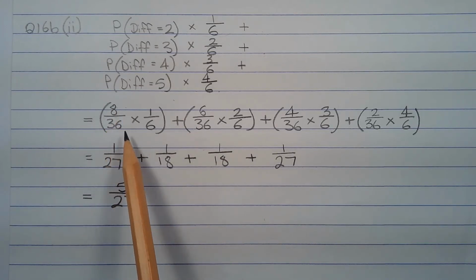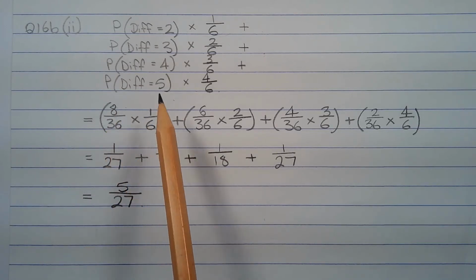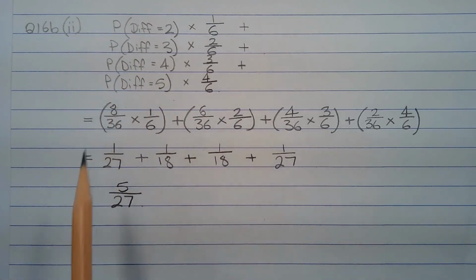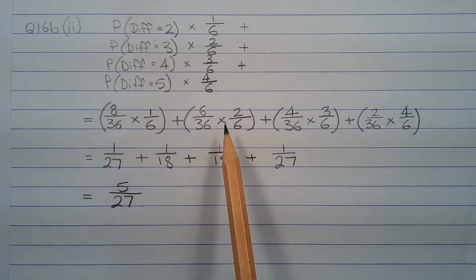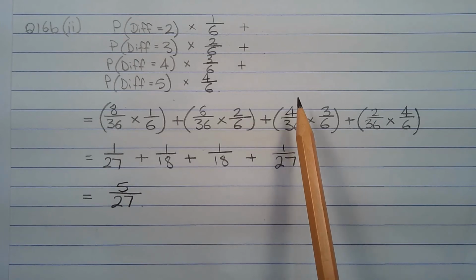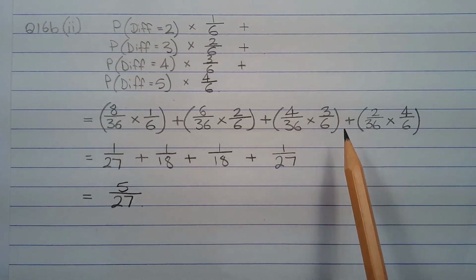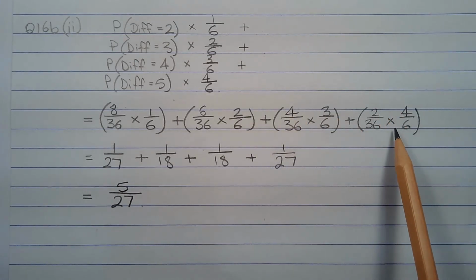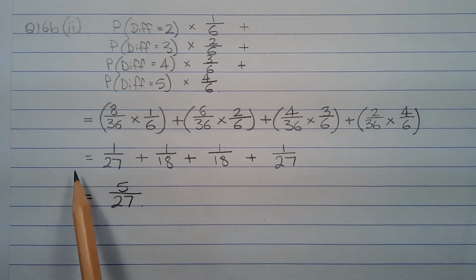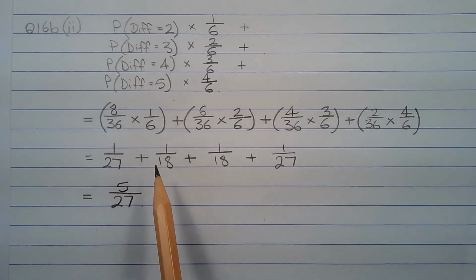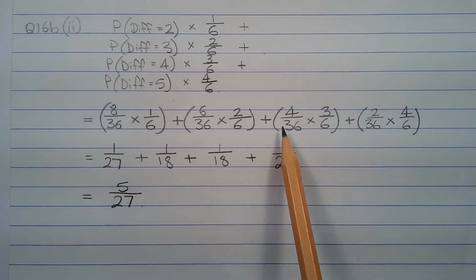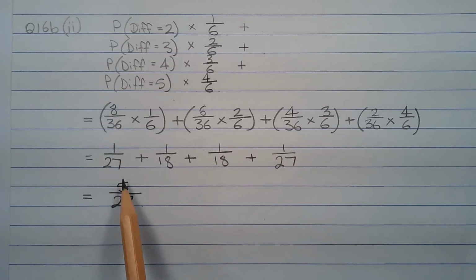So that's 8 over 36 multiplied by 1 over 6, which is the probability of a win in the first case, plus 6 over 36 multiplied by 2 over 6, plus 4 over 36 multiplied by 3 over 6, plus 2 over 36 multiplied by 4 over 6, which equals 1 over 27 plus 1 over 18 plus 1 over 18 plus 1 over 27, which equals 5 over 27.